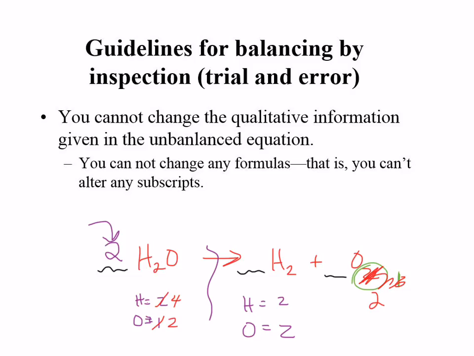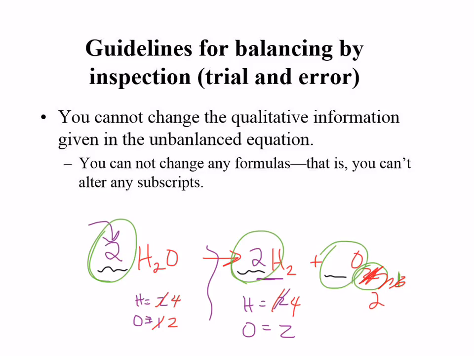So now the only thing I need to fix are my hydrogens. I have 4 hydrogens on the reactant side. How do I get 4 hydrogens on the product side? I'll put a 2 there. And when I put a coefficient there, I update my quantities. So all I need to do is update my hydrogens from 2 to 4. And that's balanced. That's it. So I say the set of stoichiometric coefficients is 2, 2, and 1. That's my set of coefficients.